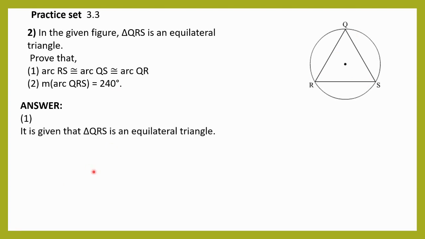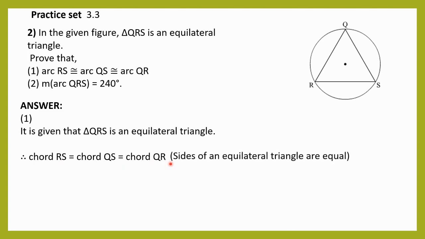First, it is given that triangle QRS is an equilateral triangle. By property of equilateral triangle, we know that all sides of an equilateral triangle are equal. So RS will be equal to QS will be equal to QR. We know that each of the sides of this triangle is a chord of the circle. Therefore, chord RS will be equal to chord QS, and chord QS will be equal to chord QR. Therefore, all of these chords will be equal, as the sides of an equilateral triangle are equal.